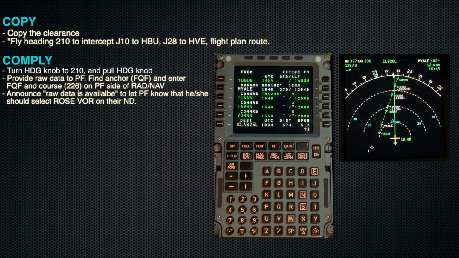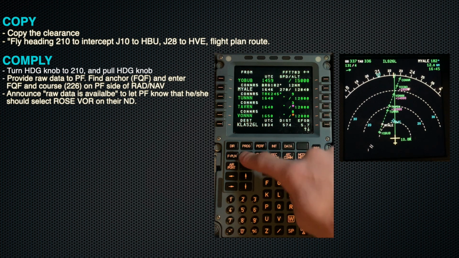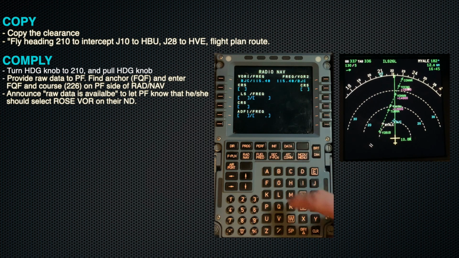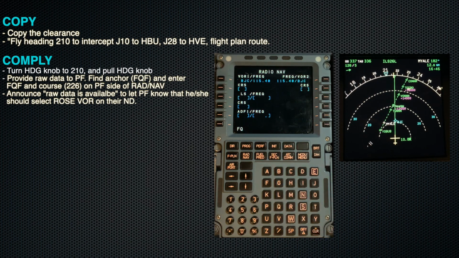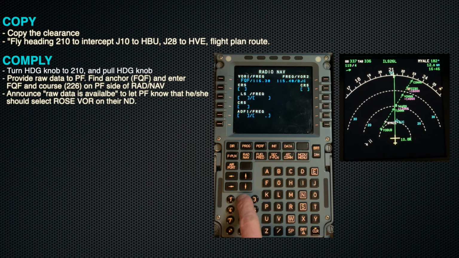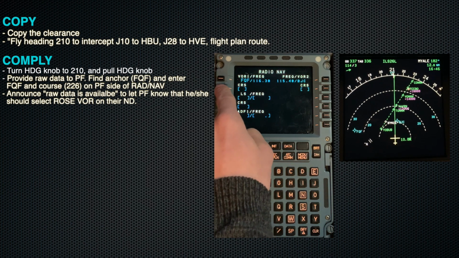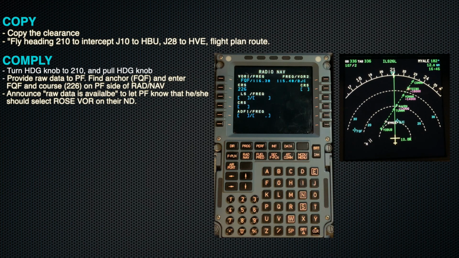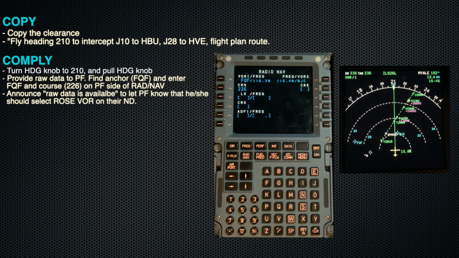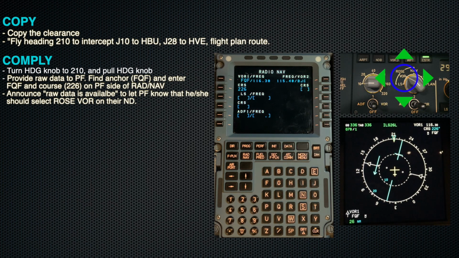We're going to go ahead and take that anchor point, and we're going to put it in the RadNav page. We're going to put it on the captain's side, on line select key 1 left. So there's the VOR, Foxtrot, Quebec, Foxtrot. And now I'm going to go ahead and put the course of 226 right below it. I'll announce raw data available. The captain will switch over to their ROSE VOR on their EFIS control panel and track this raw data as the pilot monitoring builds the rest of the reroute.